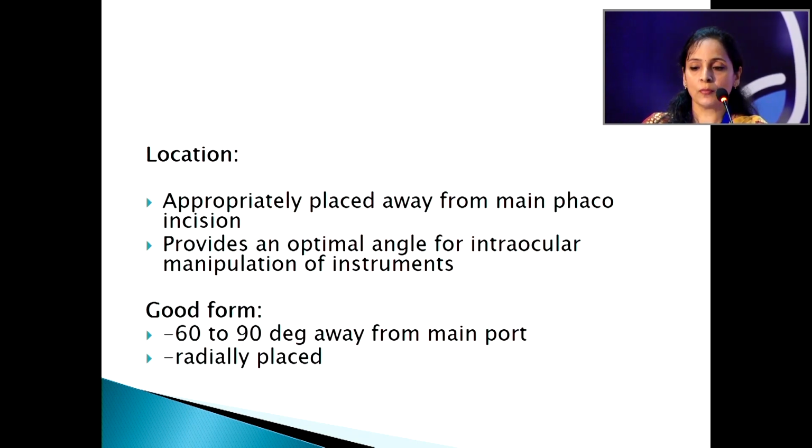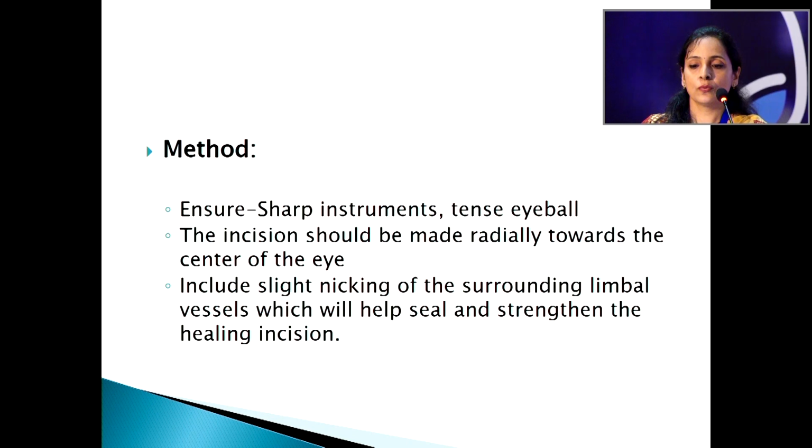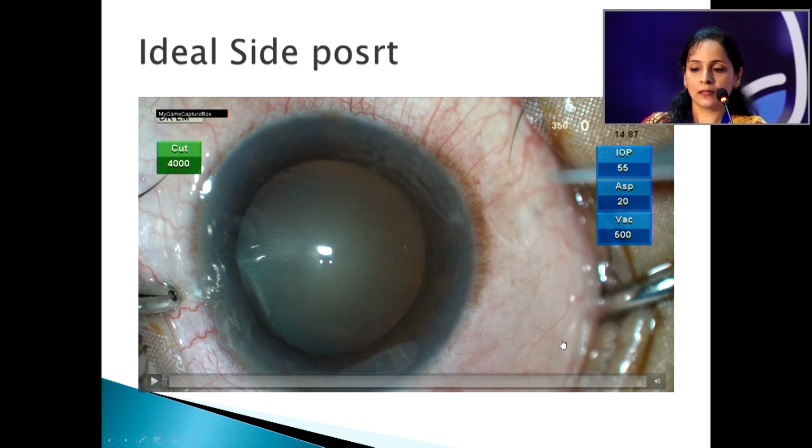So location is appropriately placed away from the main phaco incision, provides an optimal angle for intraocular manipulation. A good or ideally placed side port would be 60 to 90 degrees away from the main port, radially placed. So first of all, before you start, you should ensure sharp instruments and a tense eyeball. So let's see the construction of an ideal side port.